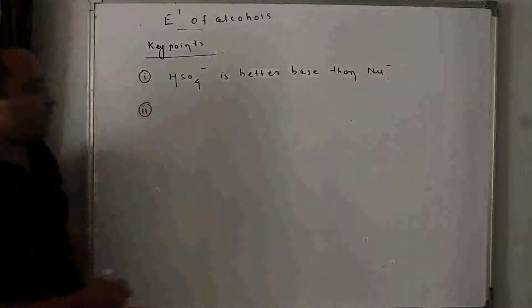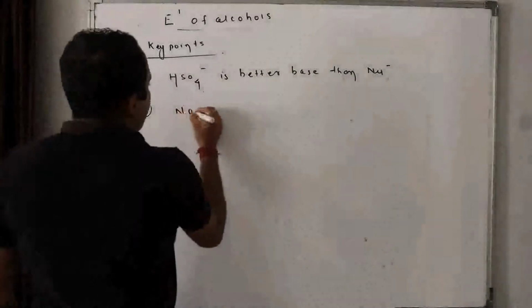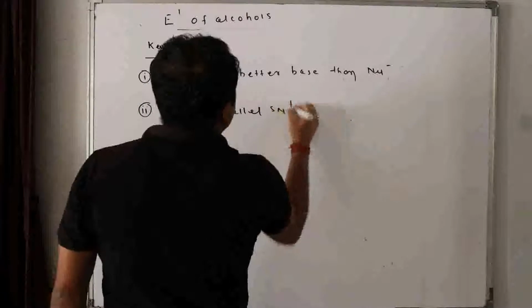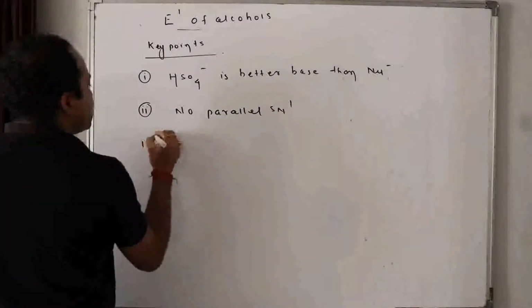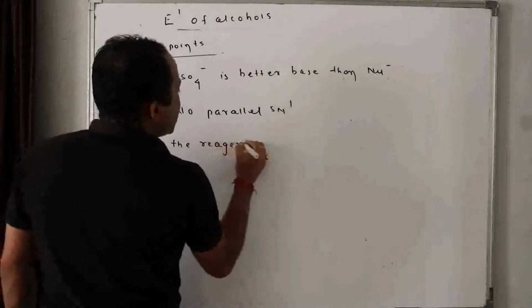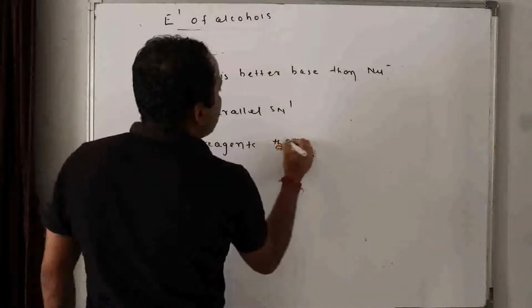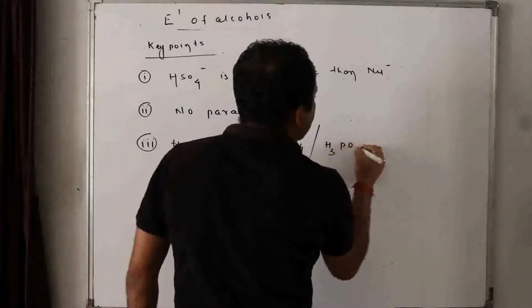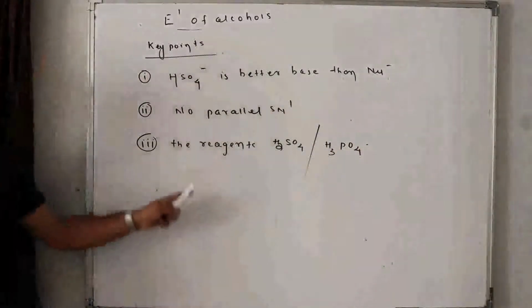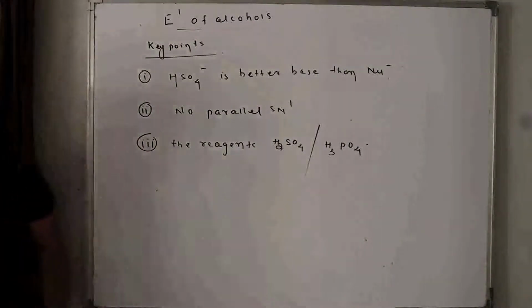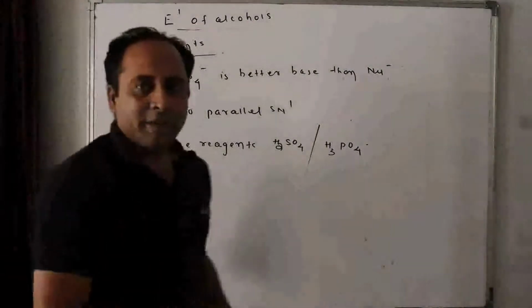Second, there is no parallel SN1. Third, the reagents used may be H2SO4 or H3PO4. Clear? Let us go for some examples. We'll do some examples now.